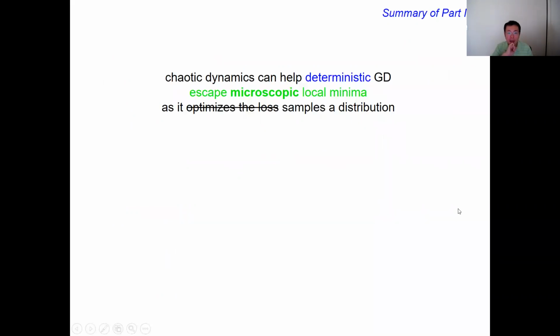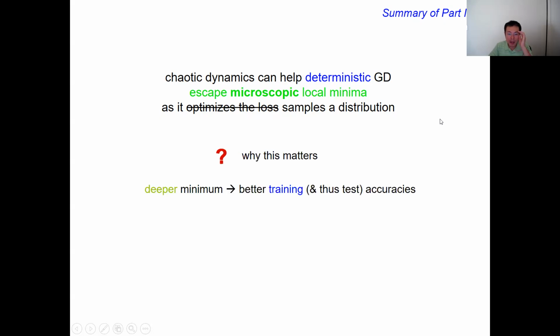To summarize, chaotic dynamics can actually happen in gradient descent if your learning rate is large enough. When that happens, you can escape small-scale local minima. The reason is that in this case, the dynamics is no longer optimizing the loss. It doesn't converge to the minimizer. Instead, it converges to a statistical distribution, and the iterations are effectively sampling from it. So you have a quantitative way of escaping from local minima. Why does this matter? This way you have a higher probability of going to a deeper minimum, which means better training accuracy, and oftentimes better training accuracy corresponds to better test accuracy. So this matters a lot.